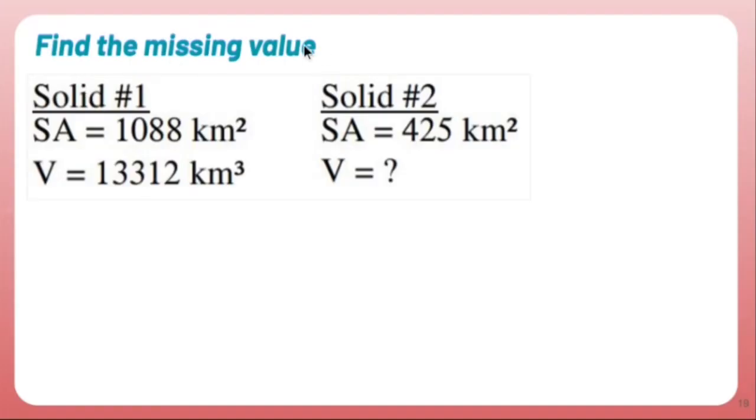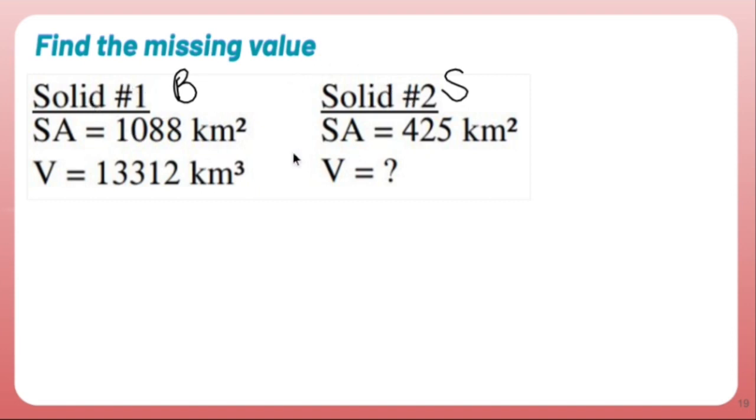Find the missing value. All right, I've got two solids, no picture. I've got the surface area of solid 1 and the surface area of solid 2. I have the volume of solid 1, no volume for solid 2. This guy bigger than that guy, big, small. Now, these are similar figures, so I'm thinking ratio thoughts.